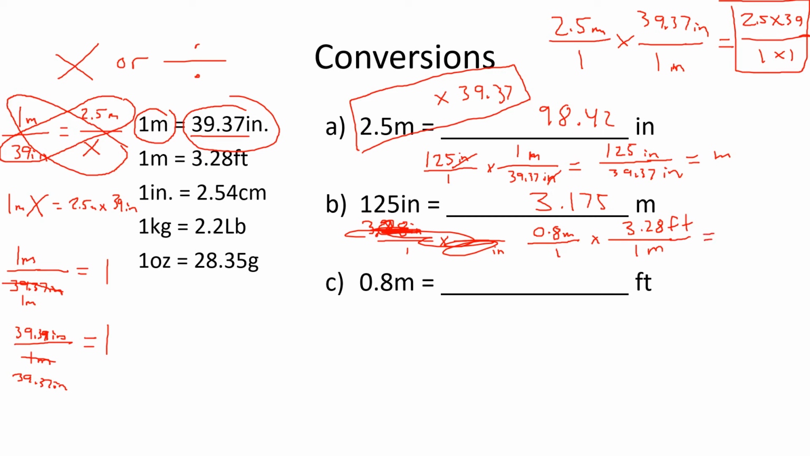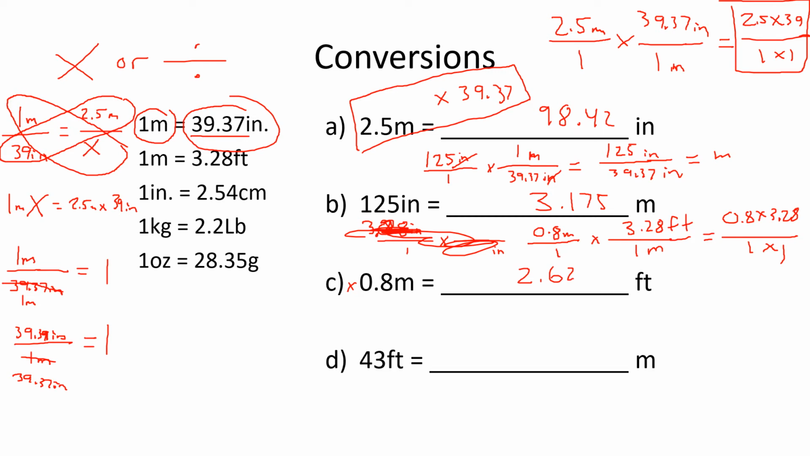So in this case, we multiply. 0.8 times 3.28 over 1 times 1. Those ones you can just ignore. So for this guy, you multiply by the conversion factor. So 0.8 times 3.28 gives you 2.624, something like that. All right, this time, are you going to multiply or divide by your conversion factor?